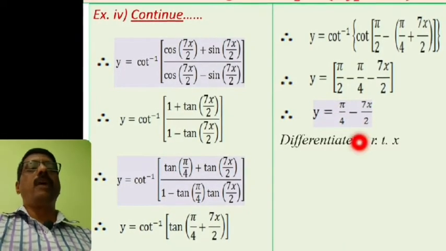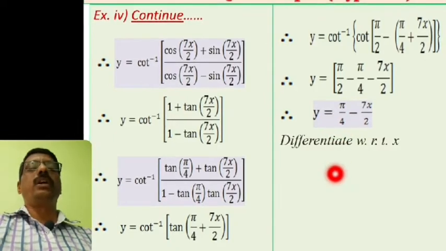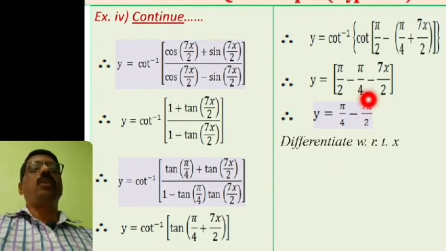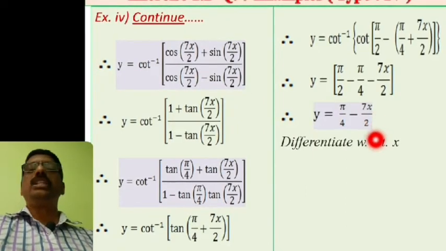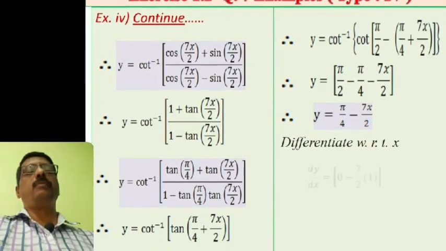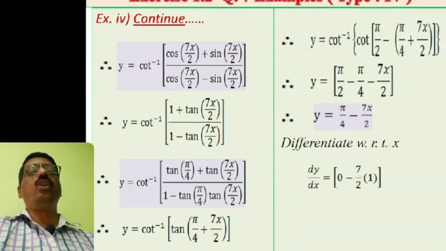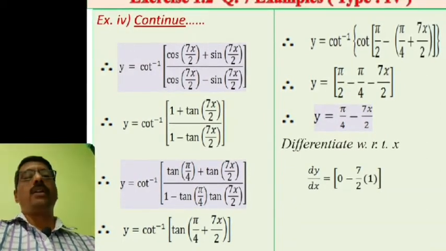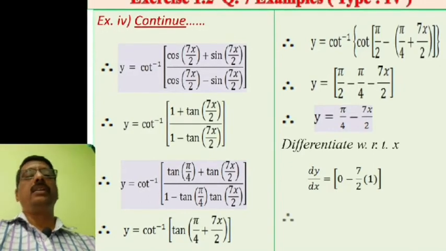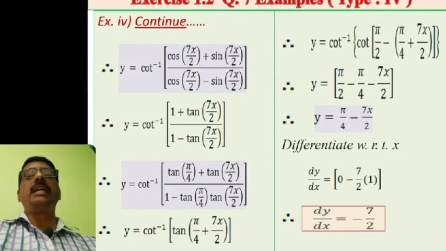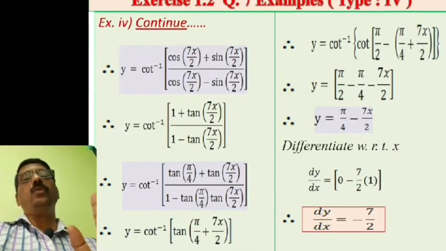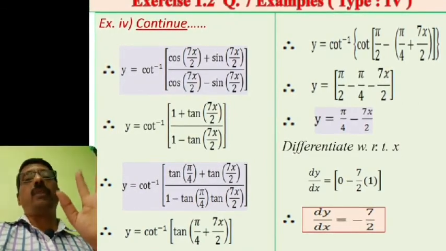We know that pi by 4 has the derivative 0 because it is a constant, and 7x upon 2 has the derivative 7 upon 2 into the derivative of x, that is 1. Therefore the next step becomes dy by dx equal to 0 minus 7 upon 2 into bracket 1, and therefore dy by dx becomes minus 7 upon 2.